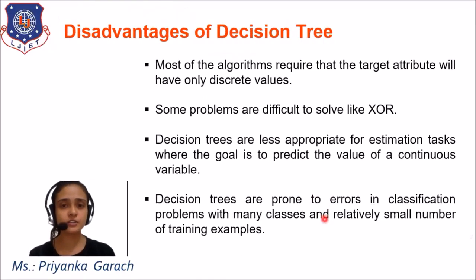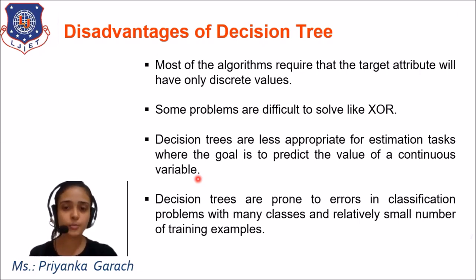Then what are the disadvantages of the decision tree? Every method has its advantages and disadvantages. So what is the major disadvantage? It does not deal with continuous variables. If the goal is to predict the value of a continuous variable, that can't be achieved with the help of the decision tree. Also, most algorithms require that the target attribute have only discrete values. So for the decision tree, it is very necessary that the last class label must have discrete values. That is, my target attribute, my class label, should not contain continuous values.